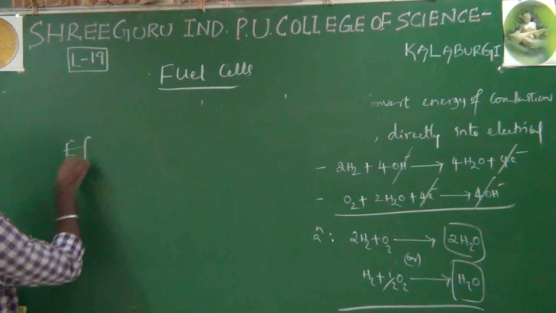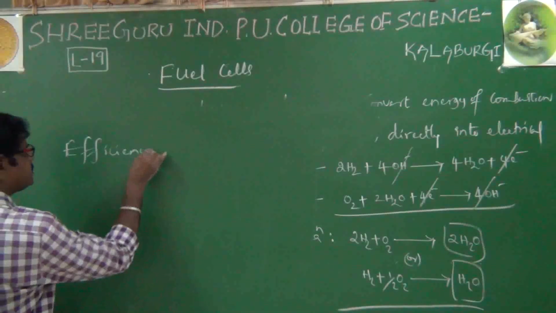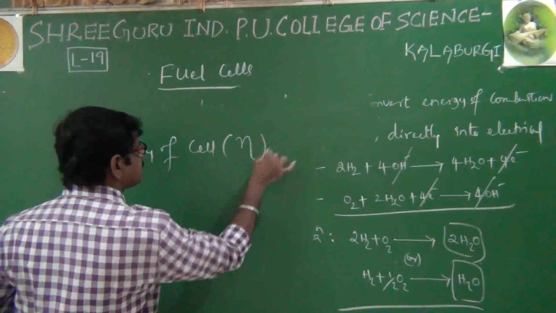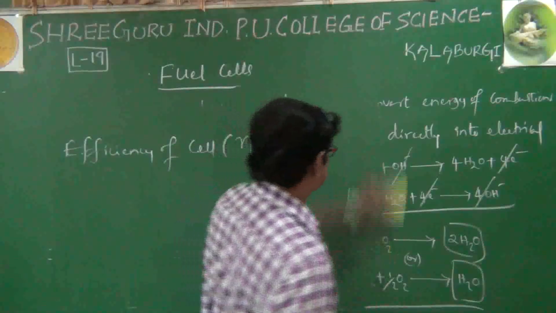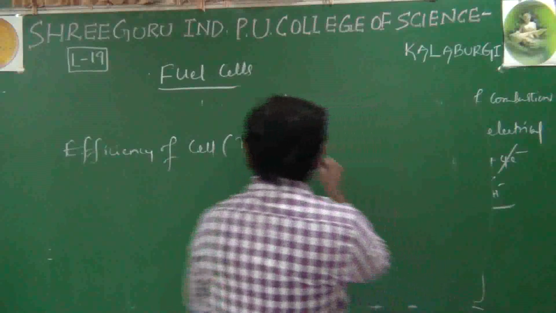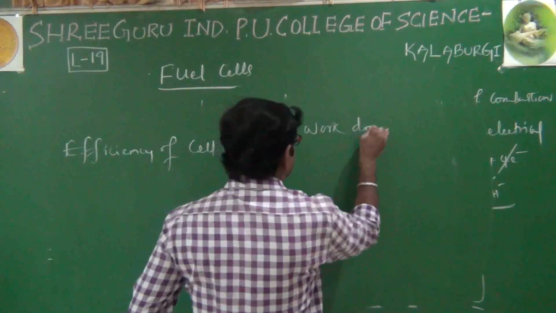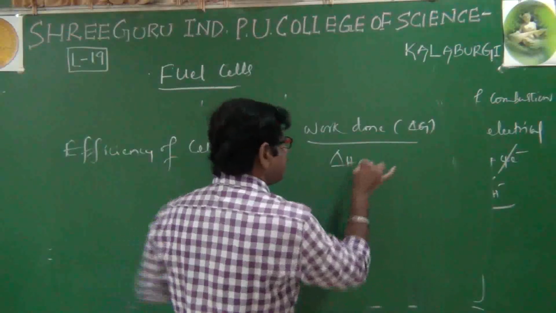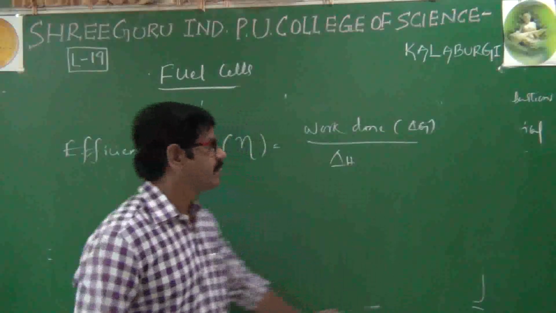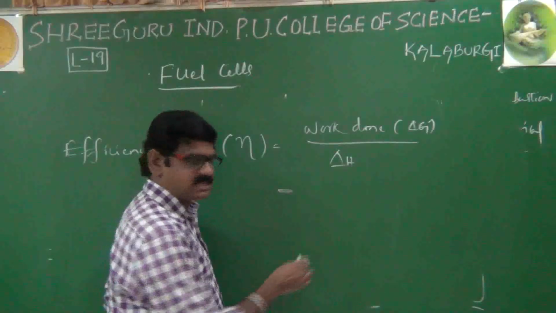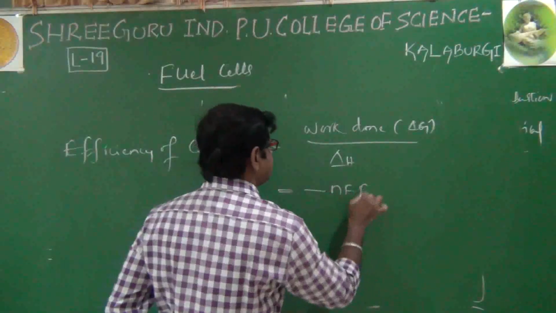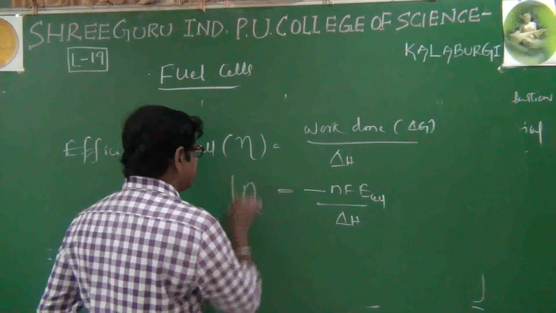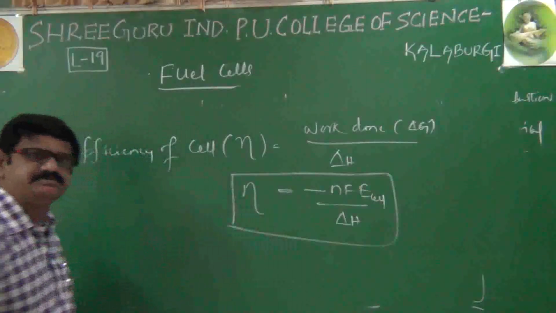Efficiency of the cell. Efficiency of a fuel cell will be indicated with eta, which equals work done, delta G, divided by enthalpy of combustion, delta H. Then delta G is nothing but minus nFE cell, minus n F cell potential, divided by delta H. This is the efficiency formula. Right.